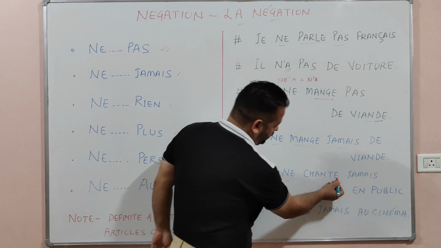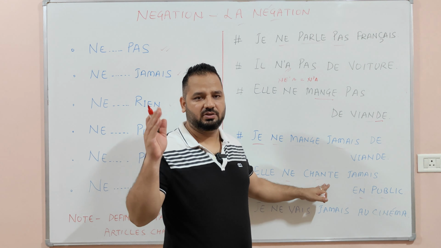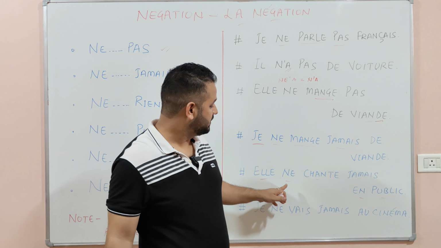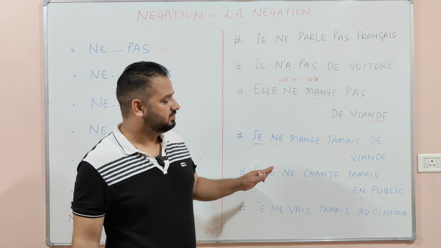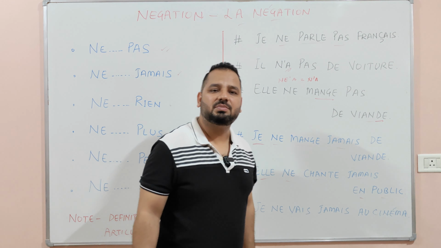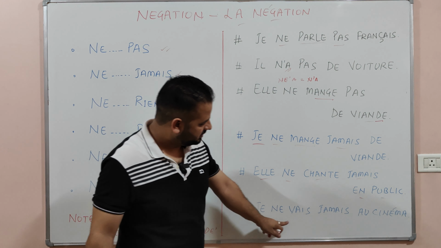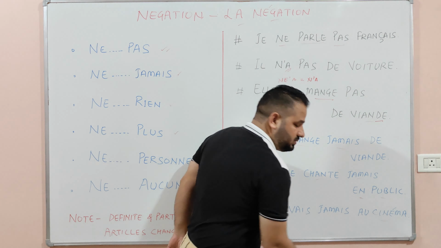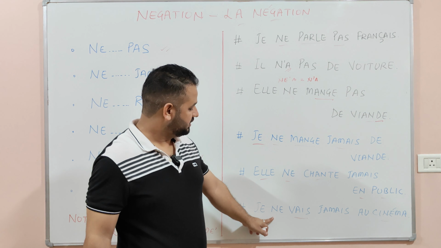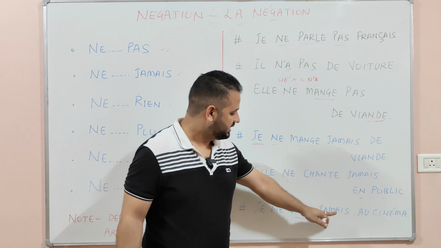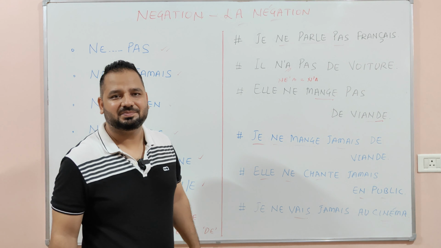Second example. Elle ne chante jamais en public. Chante is from chanter, to sing. This is a verb which will be sandwiched by ne and jamais. So it becomes elle ne chante jamais en public. She never sings in public. Correct? Next example. Je ne vais jamais au cinéma. Cinéma is cinema. Vais is from the verb aller, and we have sandwiched it with ne and jamais. I never go to the cinema. Ne jamais, never. I hope it's clear.